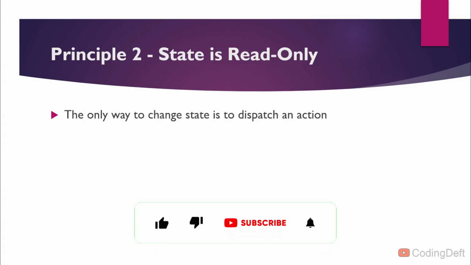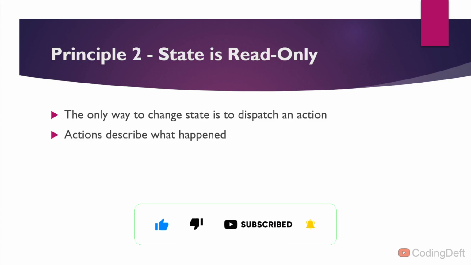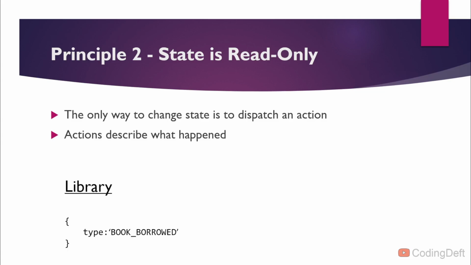The second principle is that the state is read only. You can't change it directly. Instead, you need to dispatch an action, an object that represents what just happened. Imagine you are borrowing a book. You can't simply take it off the shelf. You need to go through the process. Perhaps scan your library card and request the book. This process is like dispatching an action in Redux. For example, type as book underscore borrowed. To sum up, Redux enforces the state is read only and can only be modified by dispatching an action, which is just a descriptive JavaScript object.